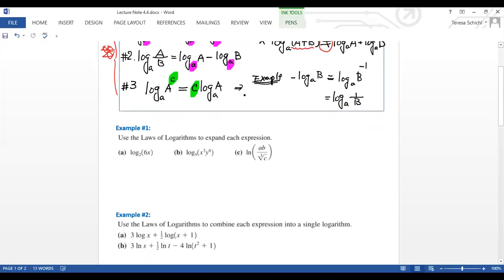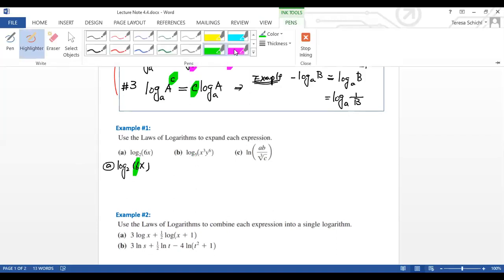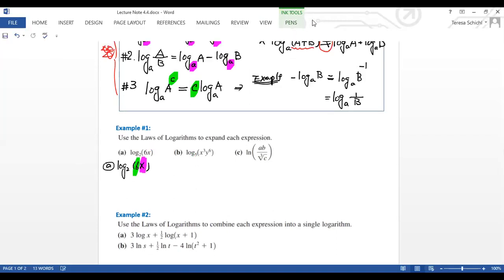Okay, so now they say use the laws of the log rules to expand it. Part A is pretty easy. You have log of 6x here. Inside is 6 times x. So if it's a multiplication, what you can do here is divide it into what?